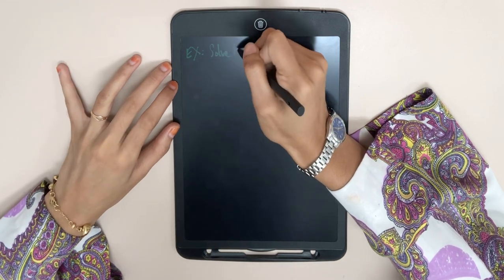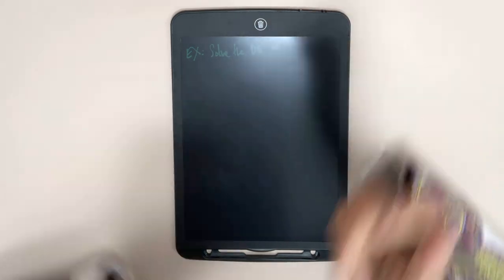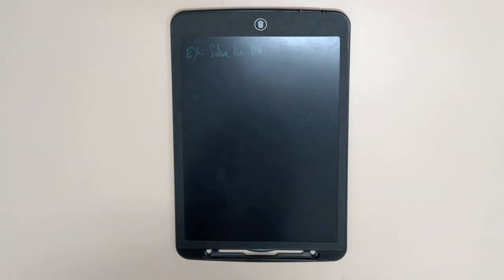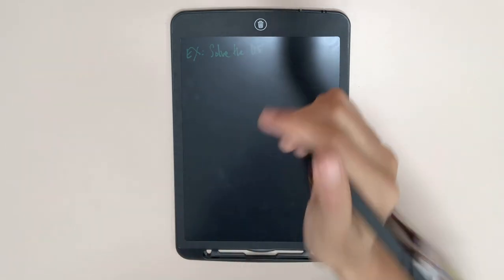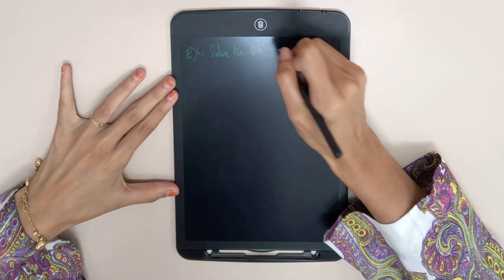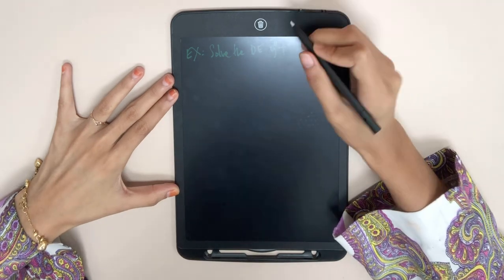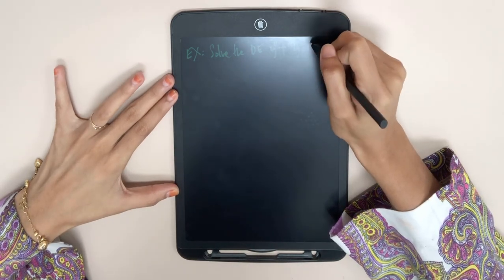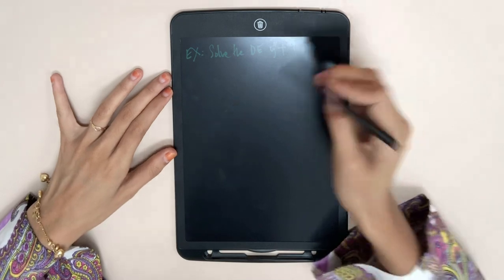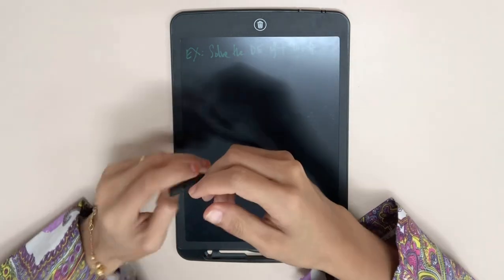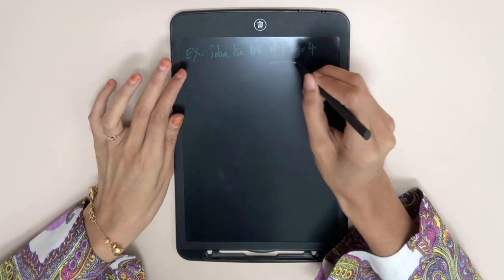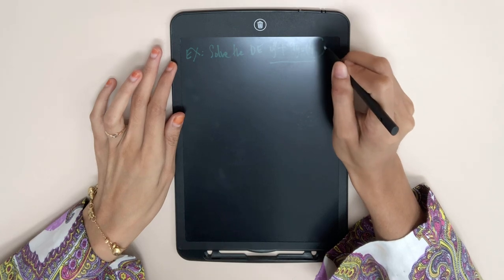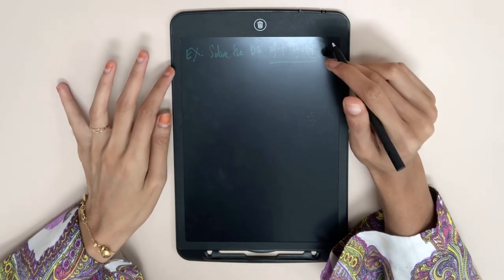Solve the DE. Solve the DE means solve the differential equation. y double prime plus 9y equal to 4. Obviously this is non-homogeneous because of your f(x), right? Your f(x) is not equal to 0.